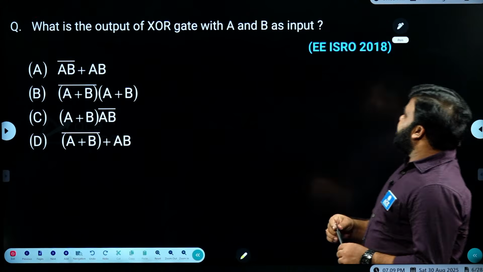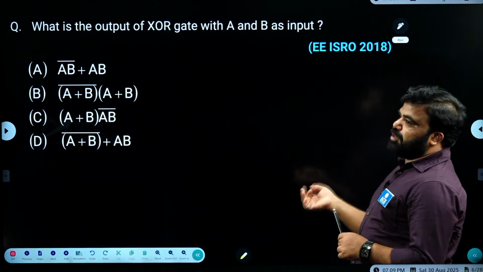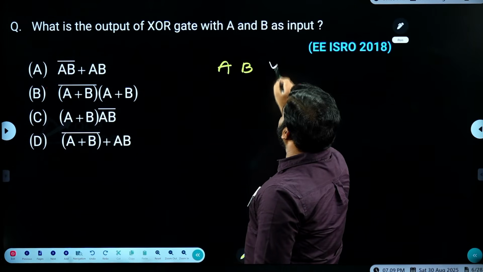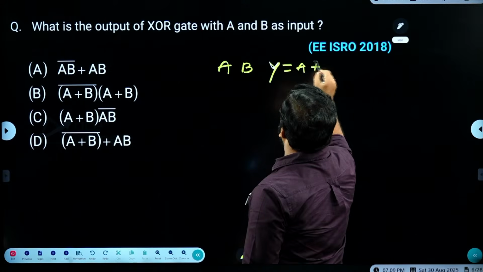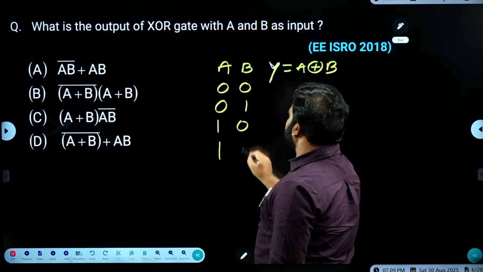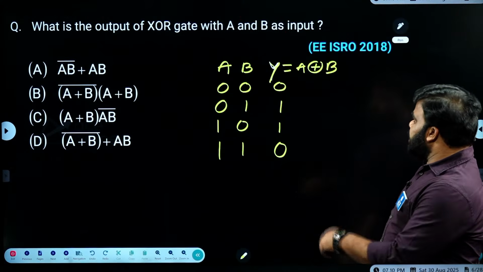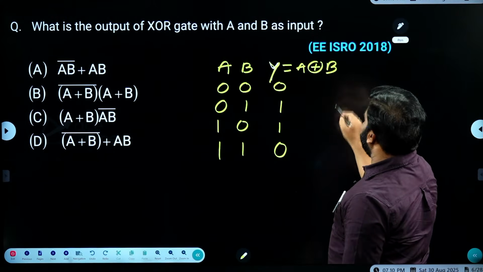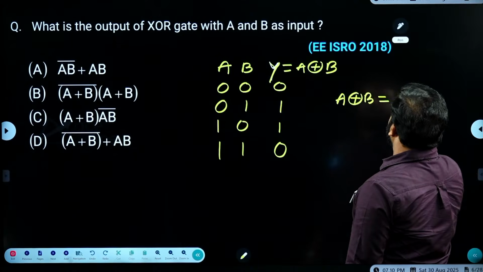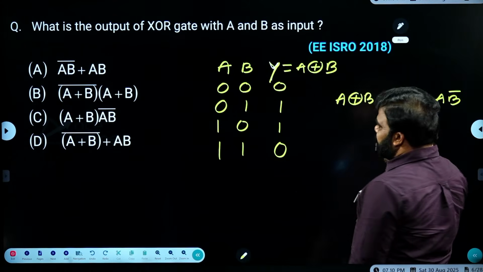It was given in the electrical ISRO exam. What is the output of an XOR gate with A and B as input? For the 2-input XOR function, Y is equal to A XOR B. If I write the truth table 00, 01, 10, 11, the output is going to be 0 1 1 0. If I write the SOP expression of A XOR B, AB 01 output is 1, A bar B; AB 10 output is 1, A B bar, which is the SOP expression.